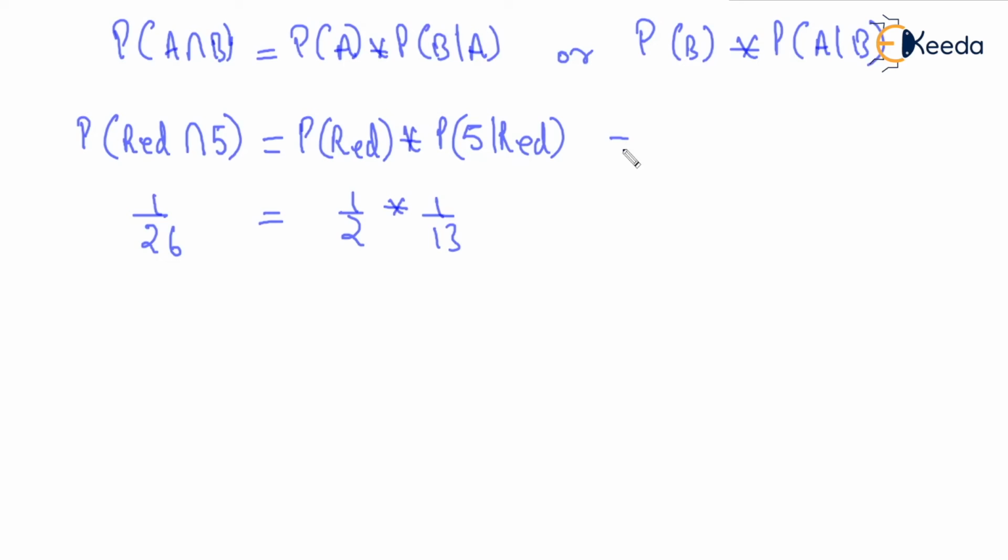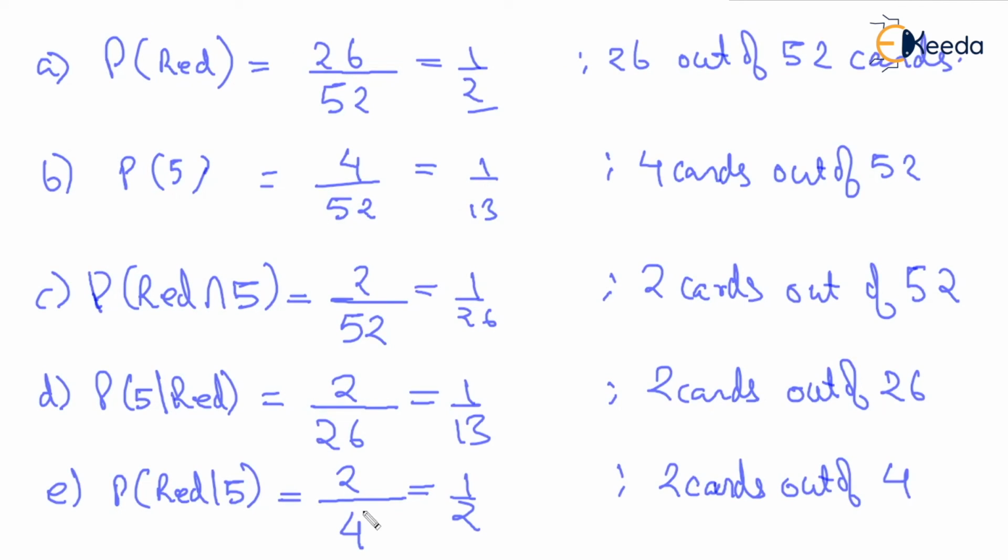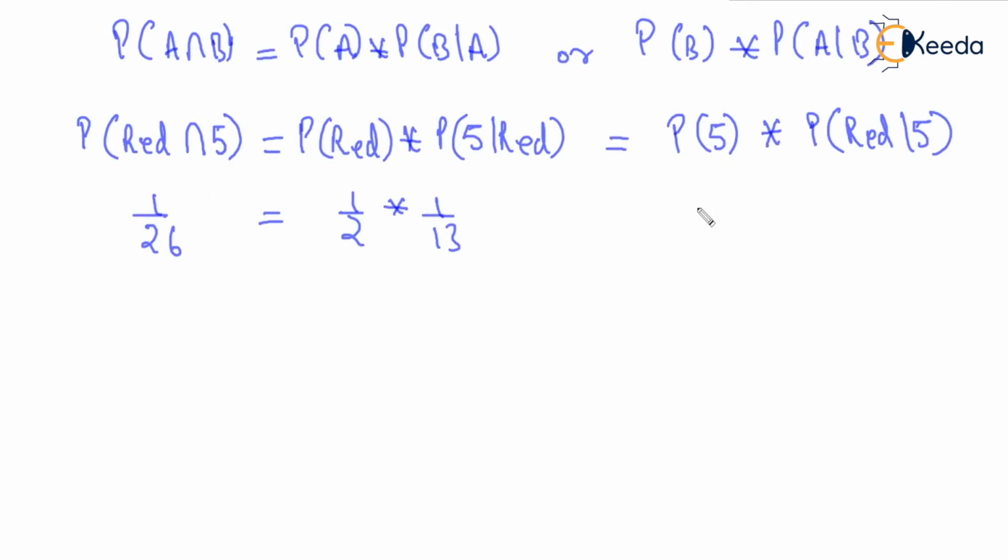And the next one is probability of 5 into probability of red given 5. So probability of getting a 5 is 1 by 13, and red given 5 is 1 by 2. So this is 1 by 13 into 1 by 2. So this is also 1 by 26. So we have studied that A intersection B is probability of A into probability of B given A, or otherwise probability of B into probability of A given B. So we can see it is satisfied here.